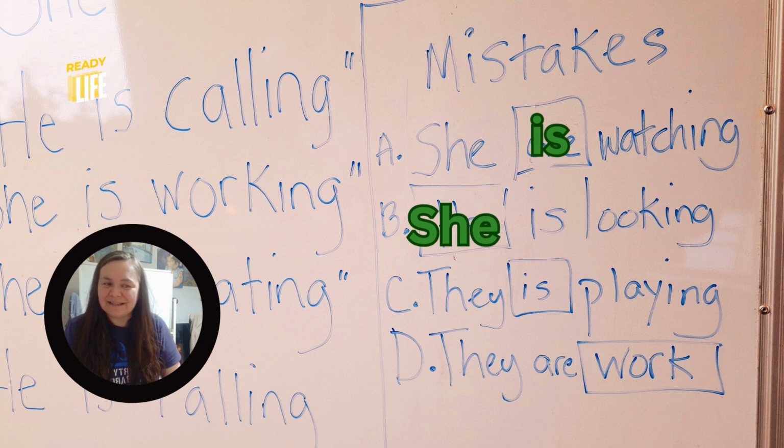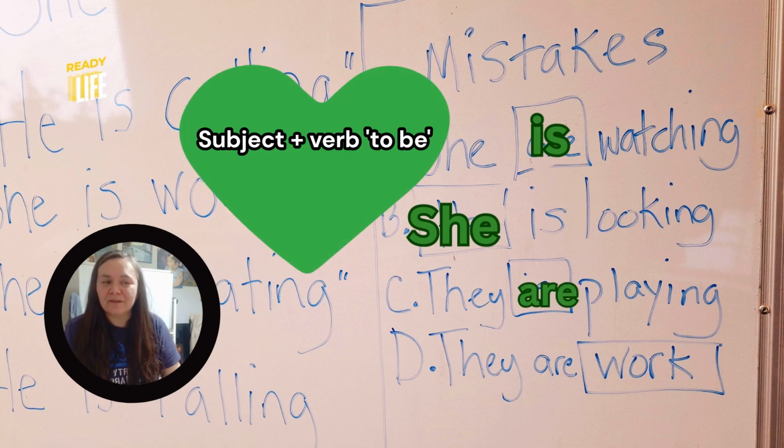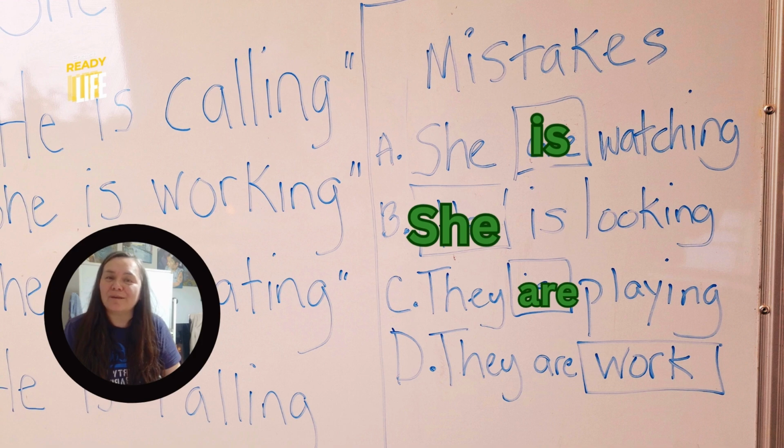In picture C, they is playing. Is is a mistake. They, as a subject, belongs with the verb to be are. They are. This is again the first couple. They need to match. They are playing. Now in the last picture, D, they are work.